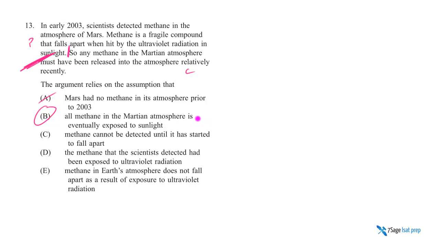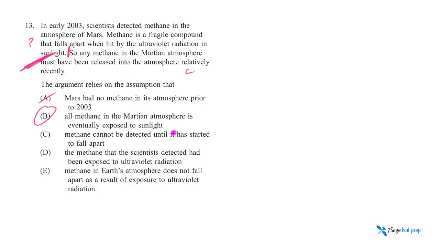Well, if that's the case, then that means there's some methane that will never get exposed to sunlight. So if there exists methane that will never get exposed to sunlight, do you see how you take the negation of this and add it to this stuff? You can't say anymore that any methane in the Martian atmosphere must have been recently released, because you could have had methane that's been lurking in the dark for thousands of years. That's why B must be true. Otherwise, the premises lose all support for the conclusion.